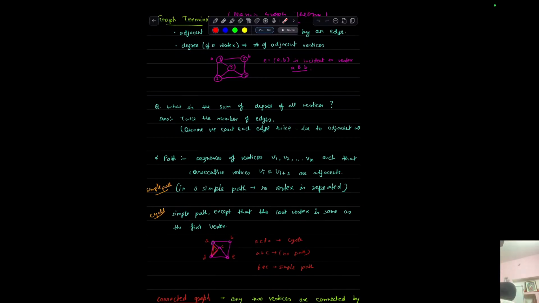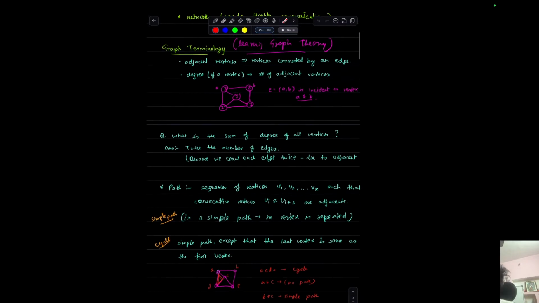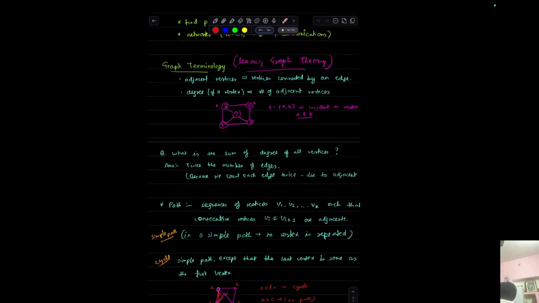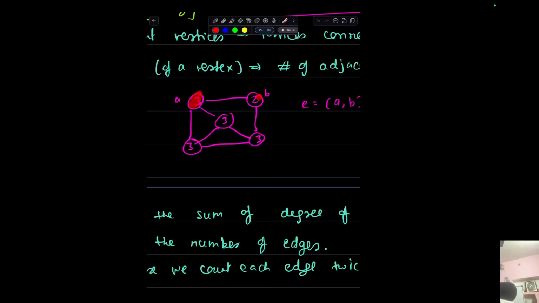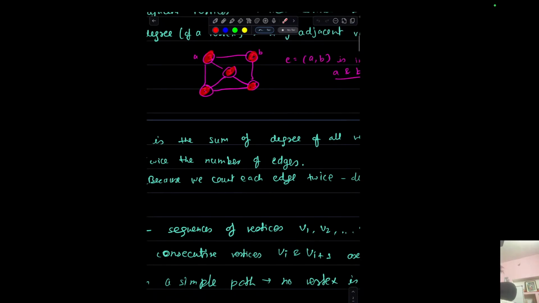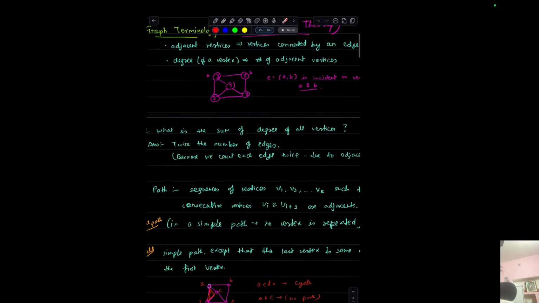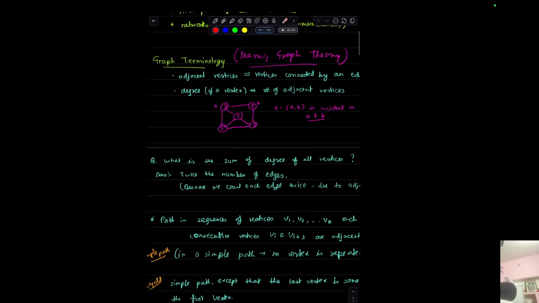I have written a question here. What is the sum of the degrees of all vertices? So the question is, if you have all these vertices and you are asked what is the sum of the degrees of all vertices, what we have already mentioned is how many adjacent vertices each vertex has.